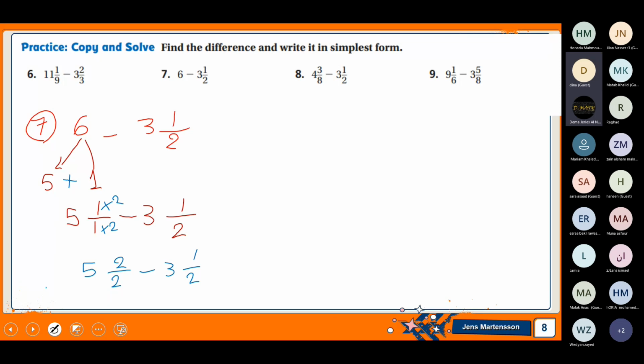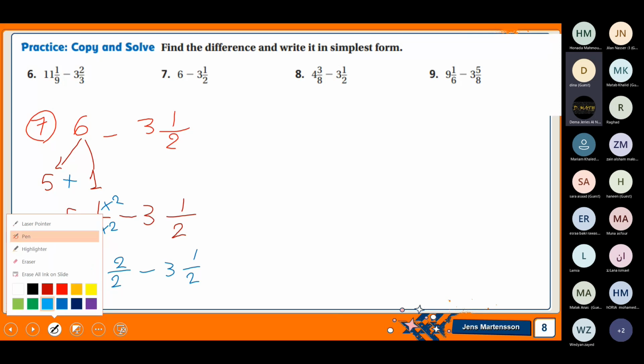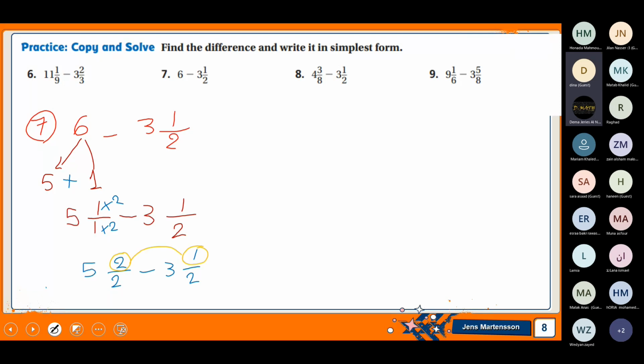Teacher, we can subtract because the 2 can't minus itself for 1. So there is no problem. Yeah, now here there's a problem, so we can. Because I can take 1 from 2. So 2 minus 1 is 1 over 2. And then I will subtract the whole numbers. 5 minus 3 is 2.